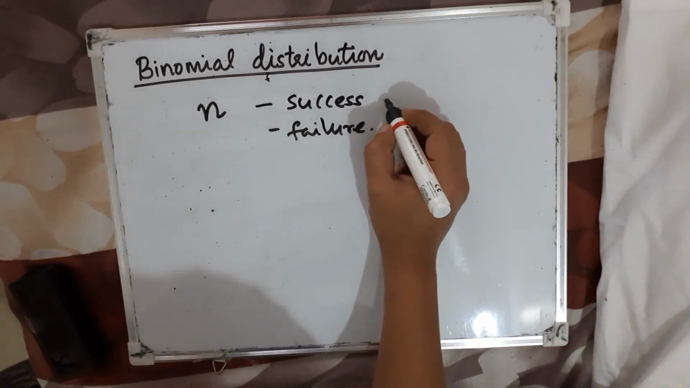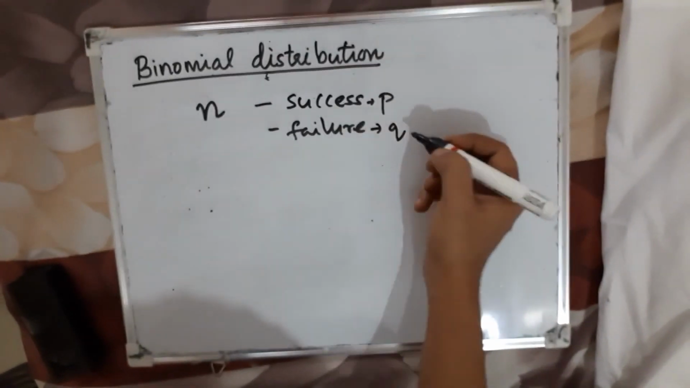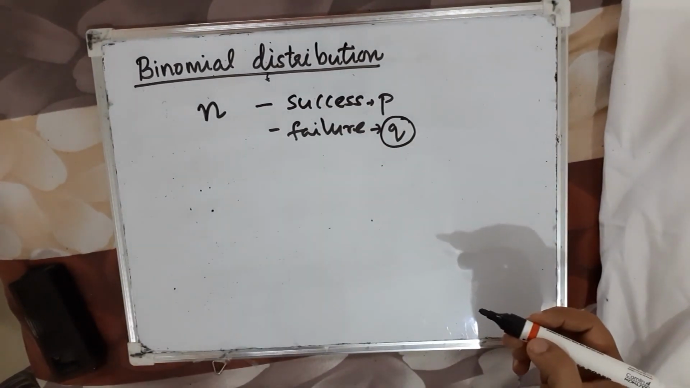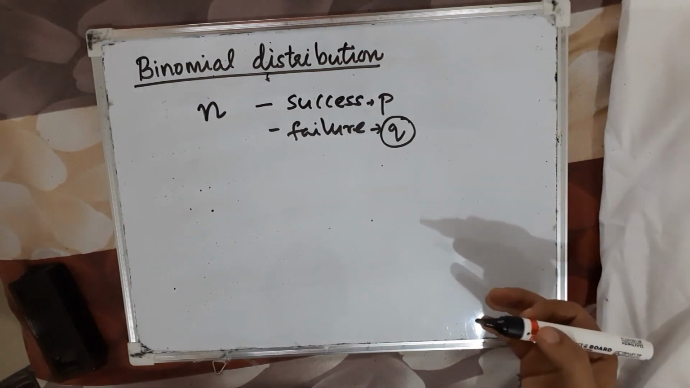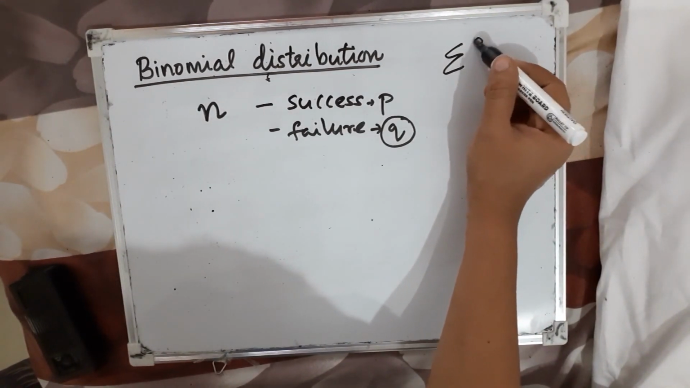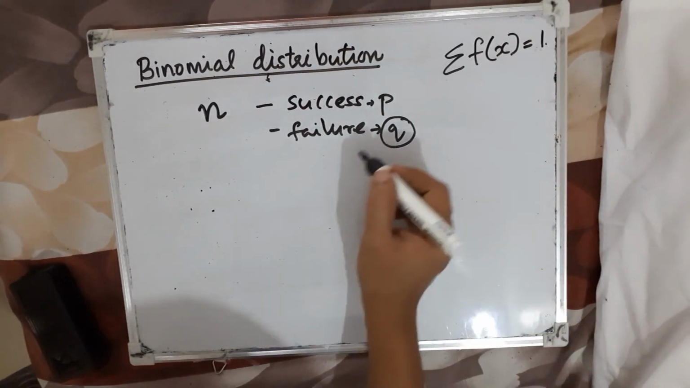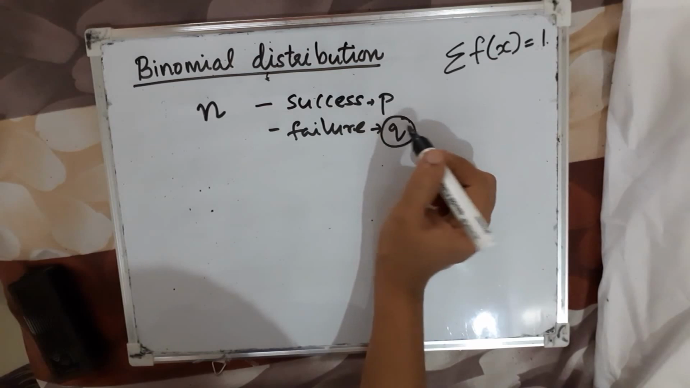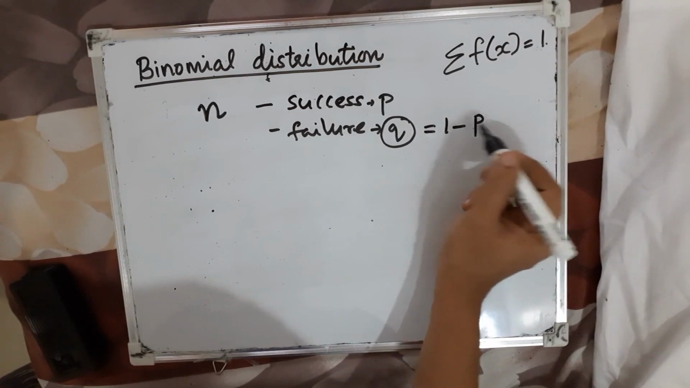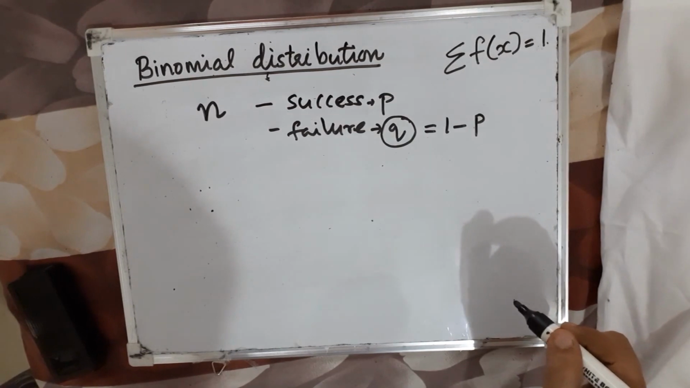Let p denote the probability that the outcome is success and let q denote the probability that the outcome is failure. Then what will be the value of q? We know that the total probability is always 1. We studied in discrete random variables that for the probability mass function, sigma f of x is equal to 1. Therefore, if the probability of success is p, then the probability of failure, denoted by q, must be equal to 1 minus p. That is, p plus q must be equal to 1. The total probability must be equal to 1.